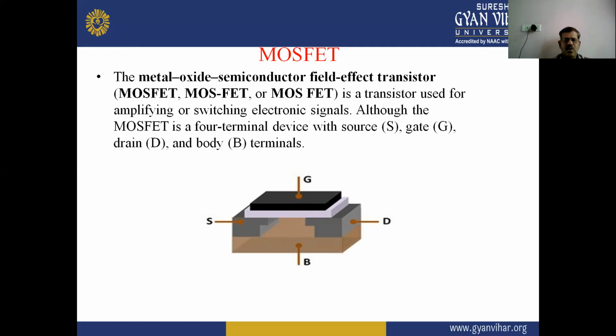Next one is the MOSFET device. MOSFET stands for metal oxide semiconductor field effect transistor. And MOSFET is a transistor used for amplifying or switching electronic signals. MOSFET is a four-terminal device with source, gate, drain, and body B terminals. So in MOSFET there is a four-terminal device.